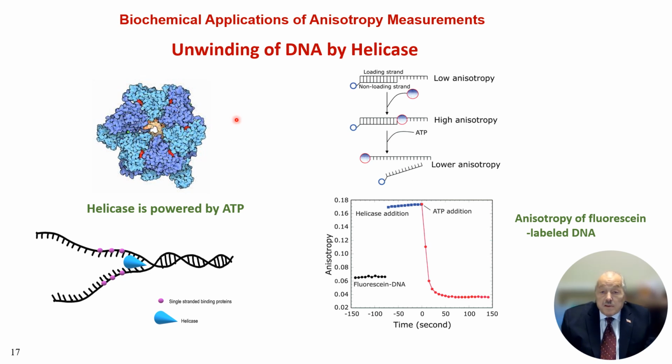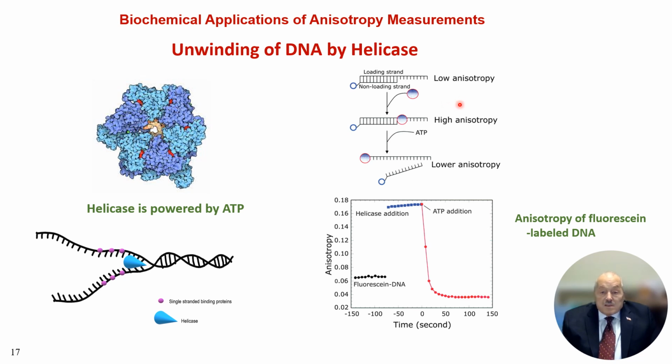Well, we'd like to continue with another example of anisotropy measurements. This one is pretty cool, I think. This is the unwinding of DNA by helicase. So basically, in order to replicate DNA, you have to unwind it, of course. And this is powered by ATP. So it zips along and it unwinds it. How can you detect this? Or at least how can you detect it by anisotropy?